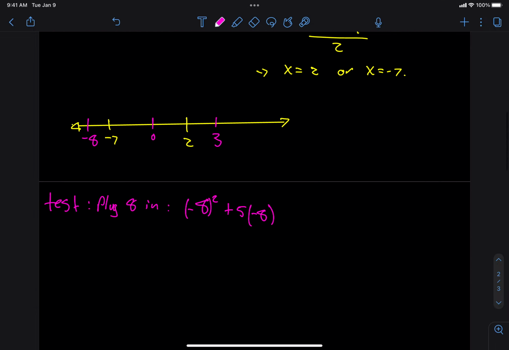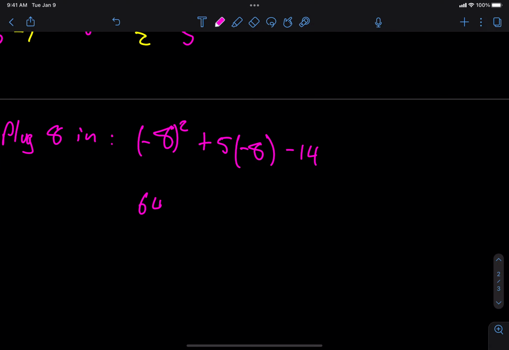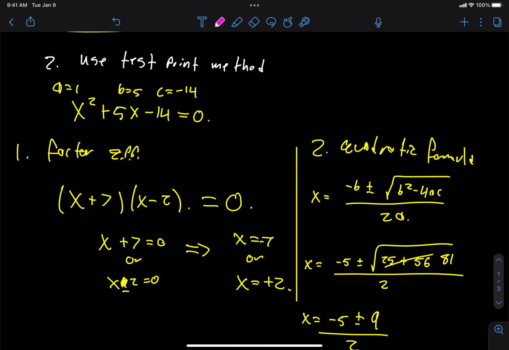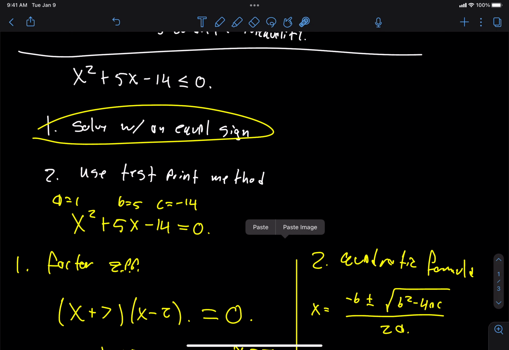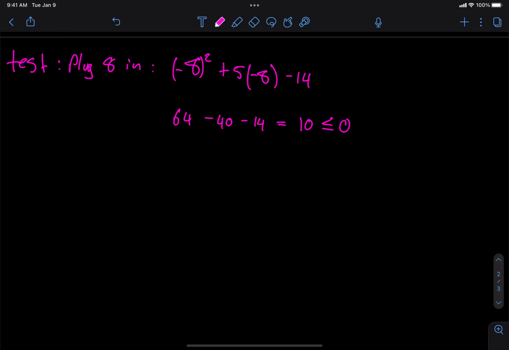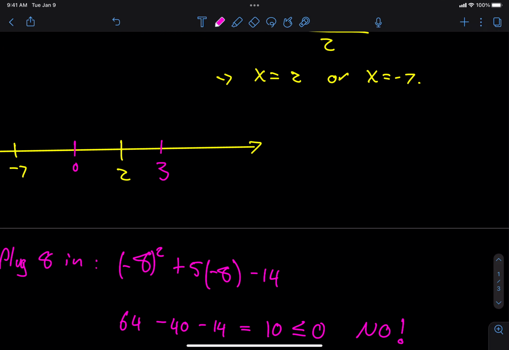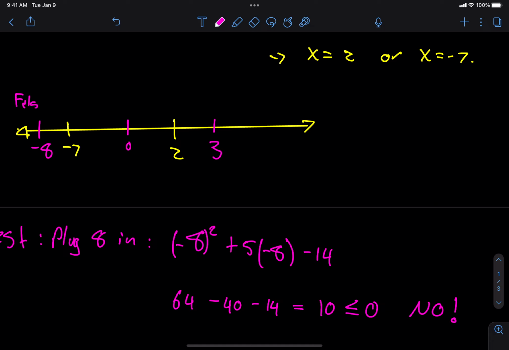And then minus 14. Okay, so I get 64 minus 40 minus 14, right? And if I subtract 54 from 64, I believe I get 10. The goal is to check whether this is or is not less than or equal to 0. Well, I put a less than or equal to 0 sign here. Does this make sense? No. This is not true, so we get false for this region. Therefore, I'm not going to shade it, okay?